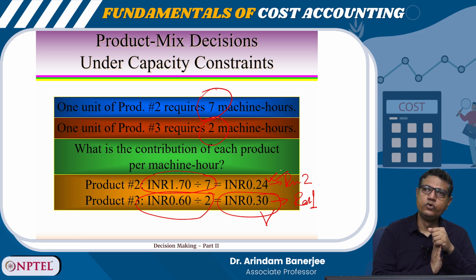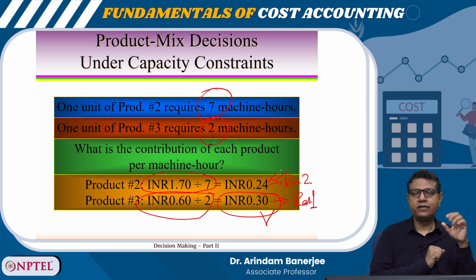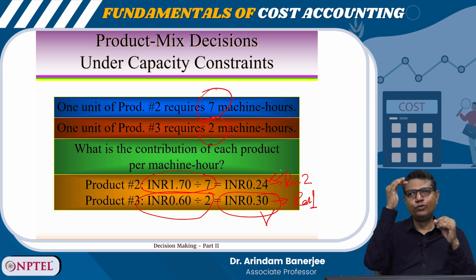So what I should do is calculate the contribution margin per unit of limiting factor. If the limiting factor is raw material, I can calculate contribution margin per unit of raw material. If labor hour is the constraint, I can calculate contribution margin per unit of labor hour. If machine hour is the constraint, I can calculate contribution margin per unit of machine hour, right? And then I can do the ranking.